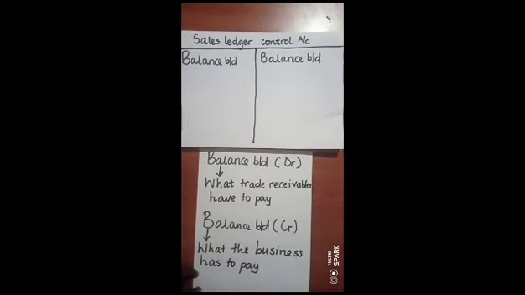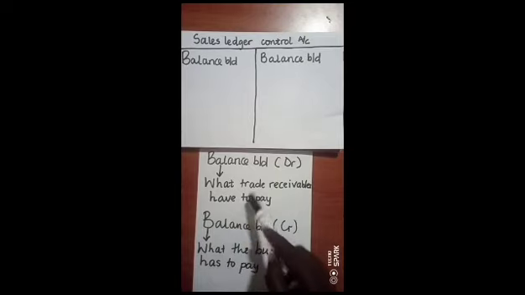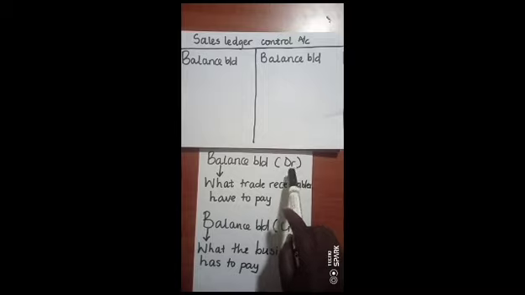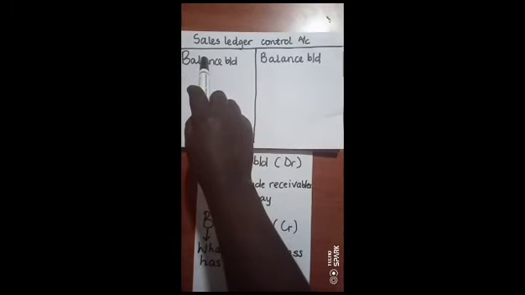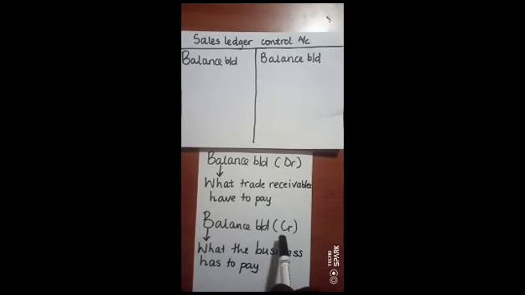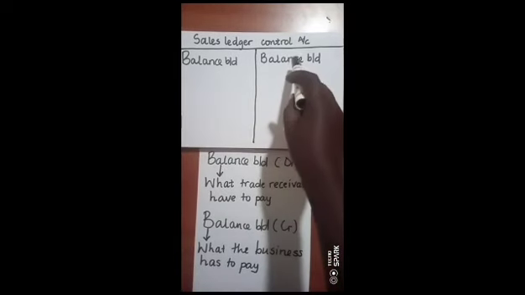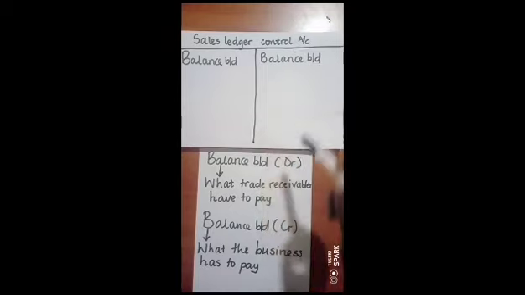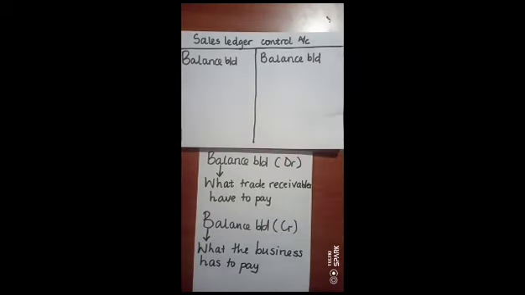Let's now look at the balances, the opening balances, right? This balance b/d debit is recorded on the debit side, and it represents what trade receivables have to pay to the business. And we also have this balance b/d credit, and it is supposed to be recorded on the credit side, and it represents what the business has to pay to the customers.